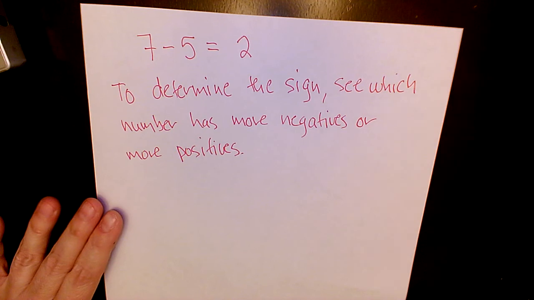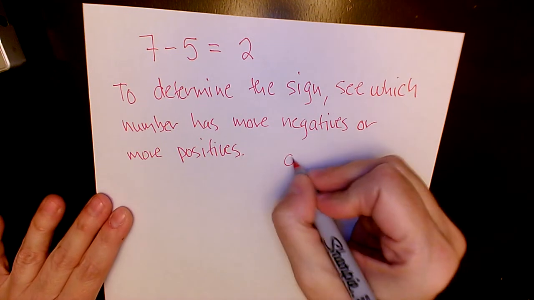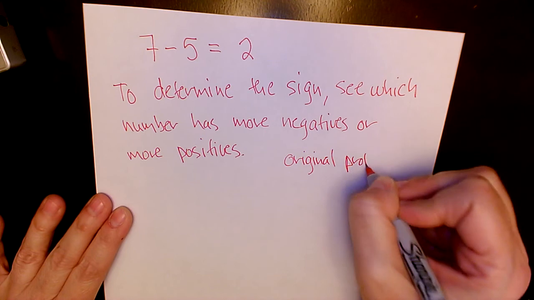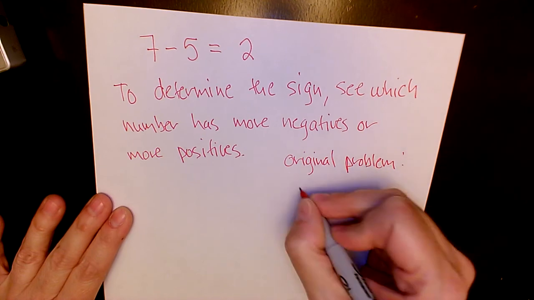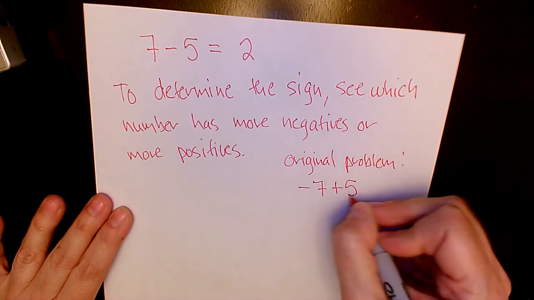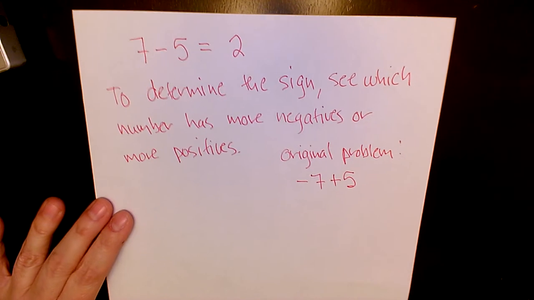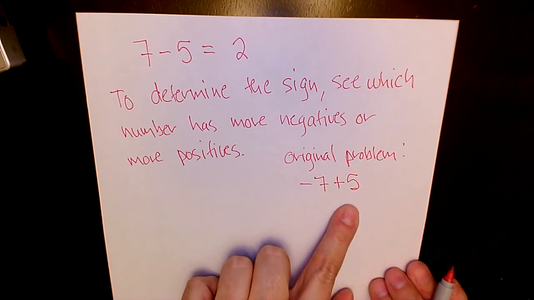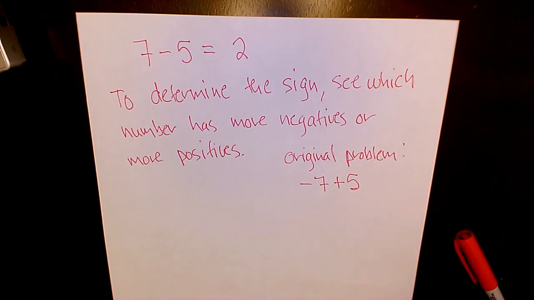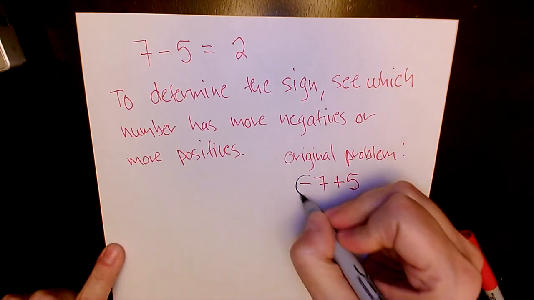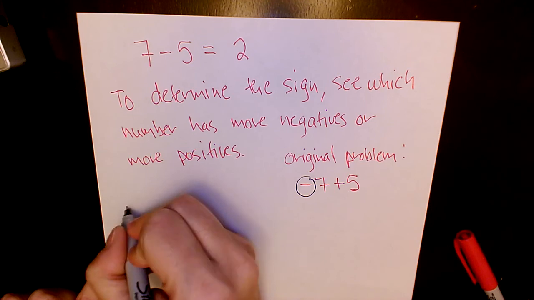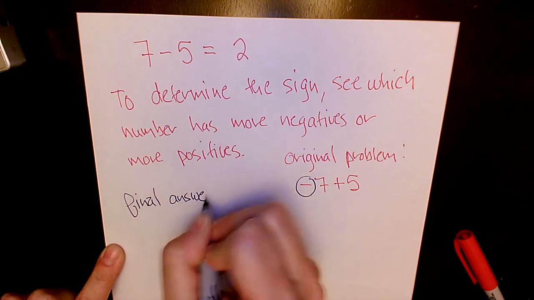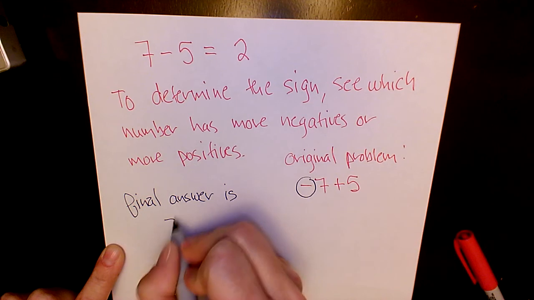So my original problem, let me write this. Was -7 plus 5. Okay, who has more? Are there more negatives with the 7 or more positives with the 5? Well, there's more negatives with the 7. So my final answer is -2.